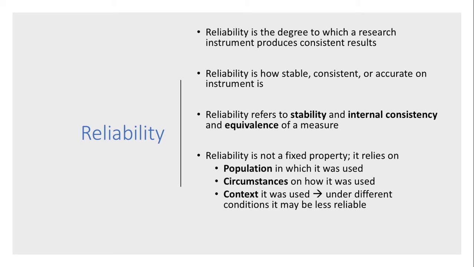So what is reliability? Reliability is the degree to which an instrument produces consistent results, meaning it's measuring the same thing consistently over time when it's given repeated times. It's how stable, consistent, or accurate the instrument is. And for reliability, there are 3 characteristics: stability, internal consistency, and equivalence of a measure. It's not a fixed property, and it can depend on the population it is given to, how it is given, and the context or the conditions under which it's studied.